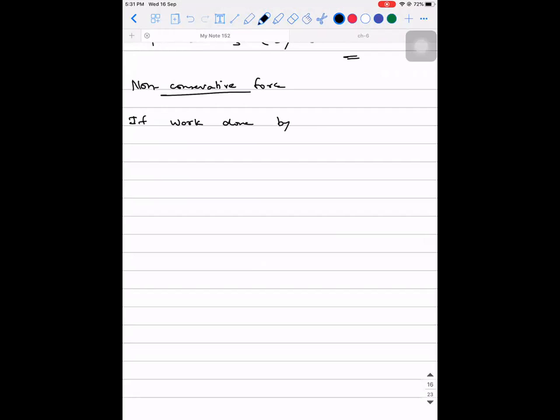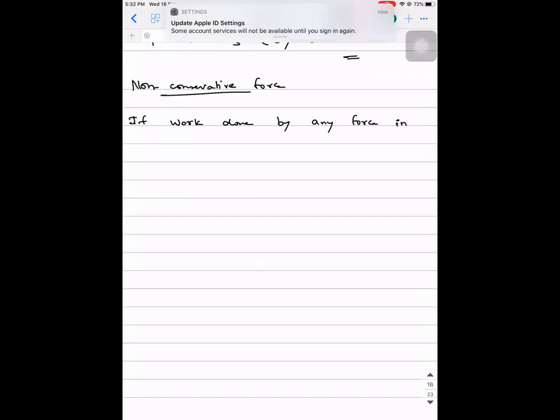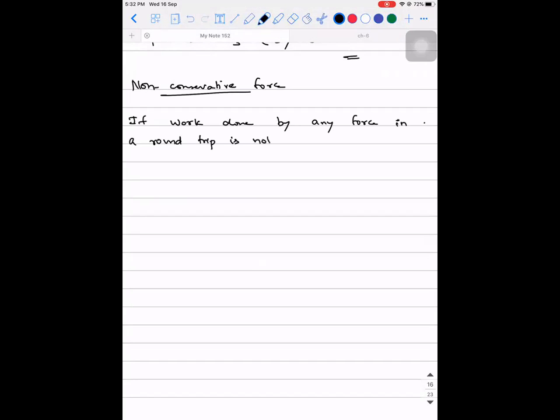Work done by any force in a round trip is not equal to 0, the force is said to be non-conservative. So what is the meaning here?